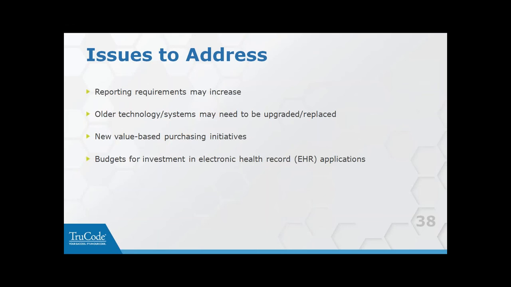So we know that some of the things, for example, reporting requirements may increase. Anytime we put in a new system, like when APCs came out to the hospital back in the 2000s, we know that changed some of our reporting. They were asking for more things. We know that the technology and systems, if they haven't been upgraded or replaced, that may be something that you're working on right now. We're seeing a lot of new value-based purchasing initiatives, trying to make sure we're ready for those as well. And also remember about your budgets for investment in a good electronic health record.